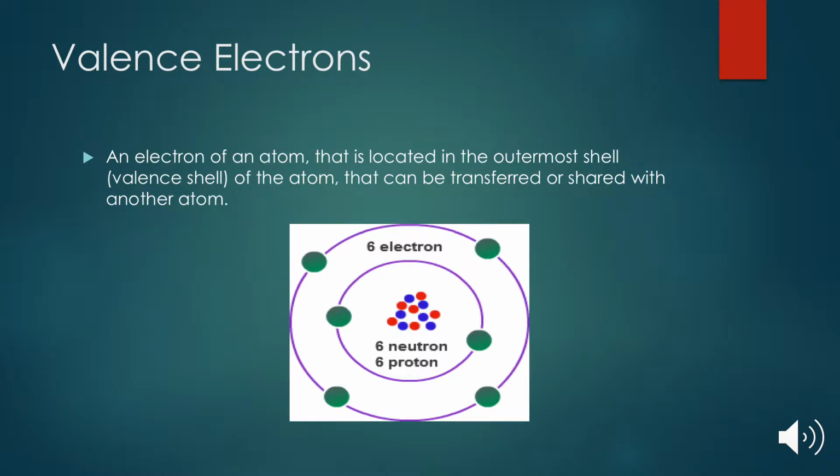In this picture represented is carbon. Carbon has 6 electrons. 2 of the electrons are in the first shell of the carbon. 1, 2, 3, 4 of the electrons are in the outer shell. These are the valence electrons right here.